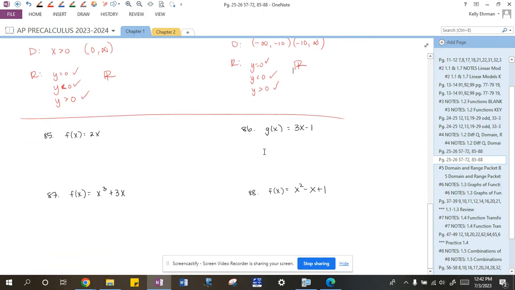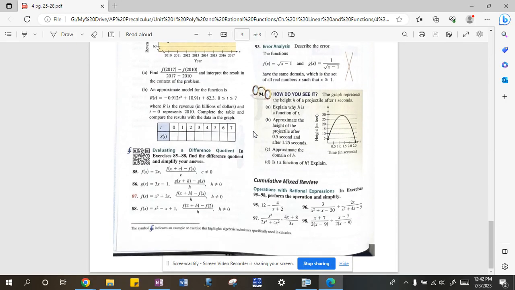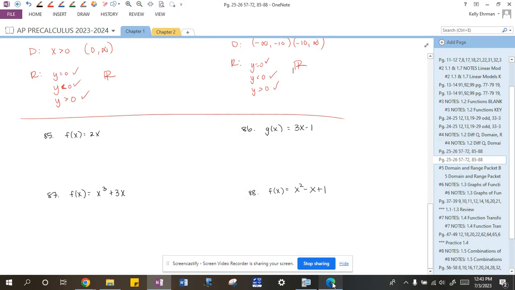Okay, and then we're skipping to 85 to 88. So let me just see if this is 85 to 88. We're doing difference quotient here. So find the difference quotient and simplify your answer. This first one uses C. So 85. Now, actually, I don't need the difference quotient for this because this is a linear function. Remember, the difference quotient is equal to the secant slope.